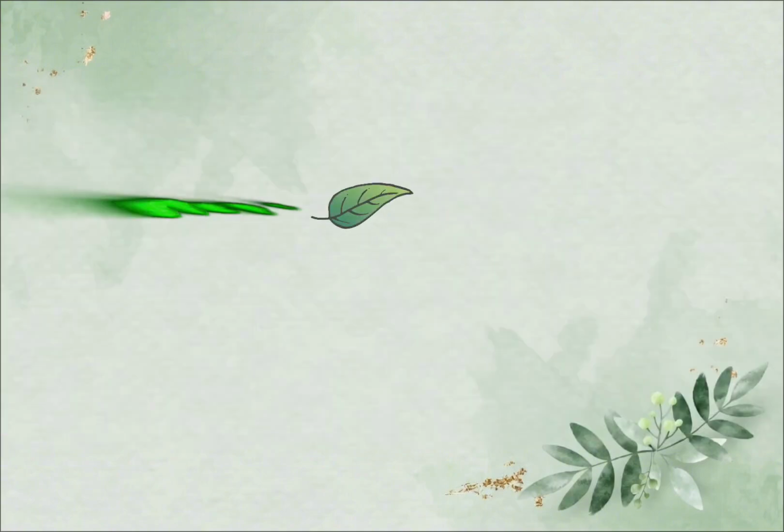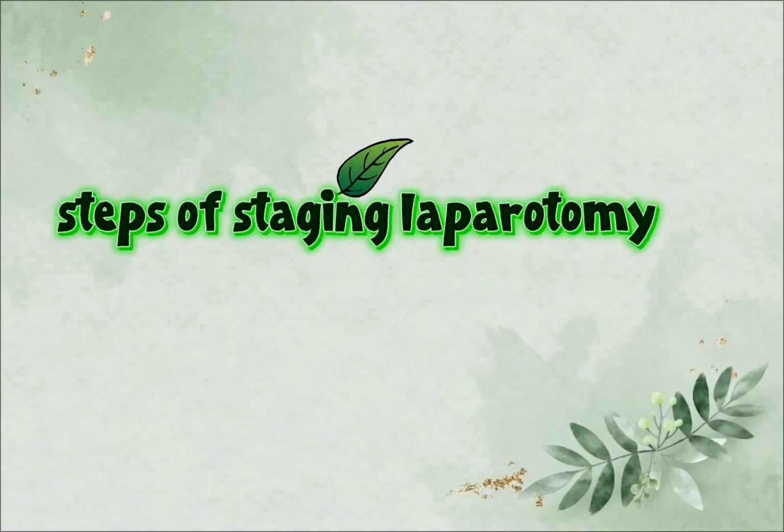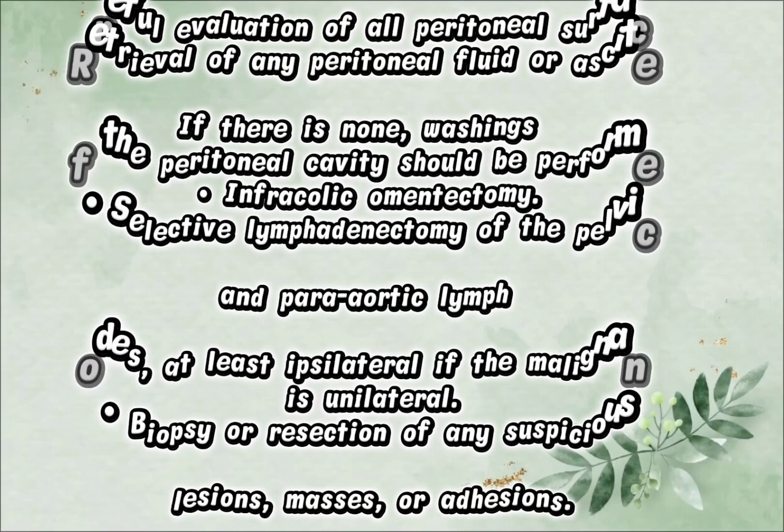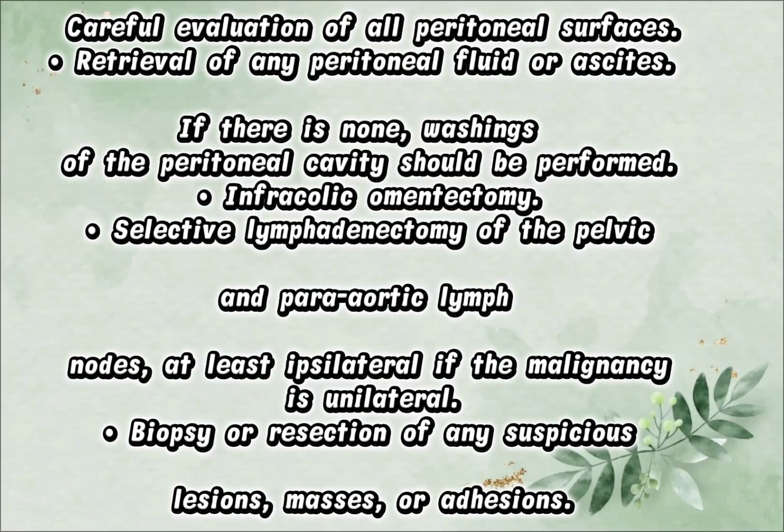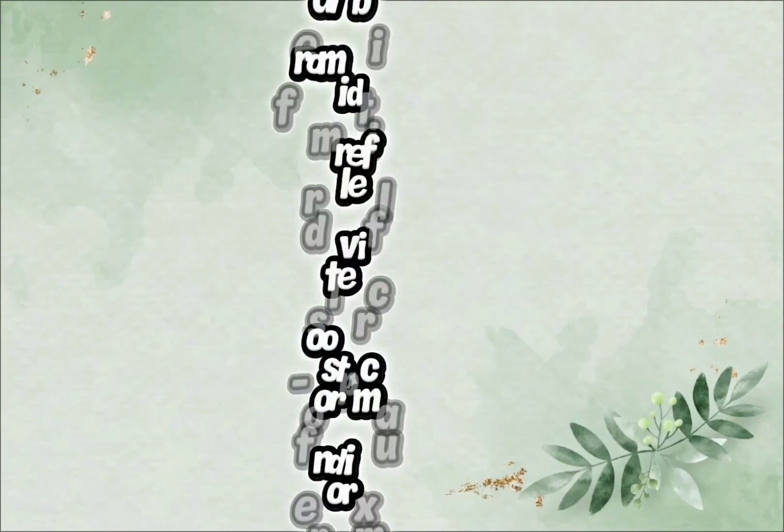Then what are the steps of staging laparotomy? Starting from careful evaluation of all peritoneal surfaces, retrieval of any peritoneal fluid or ascites. If there is none, then washing should be taken, infracolic omentectomy, and selective lymphadenectomy of the pelvic and para-aortic lymph nodes, at least ipsilateral if the malignancy is unilateral. Biopsy or resection of any suspicious lesions, masses or adhesions.